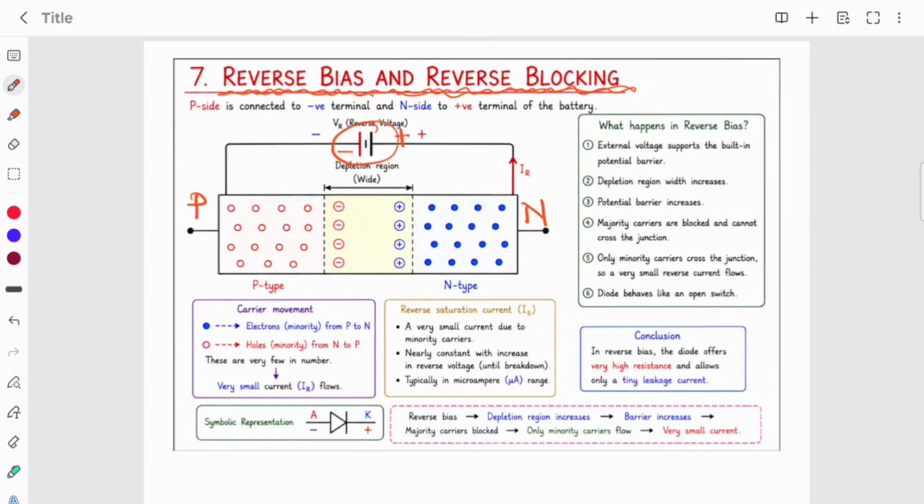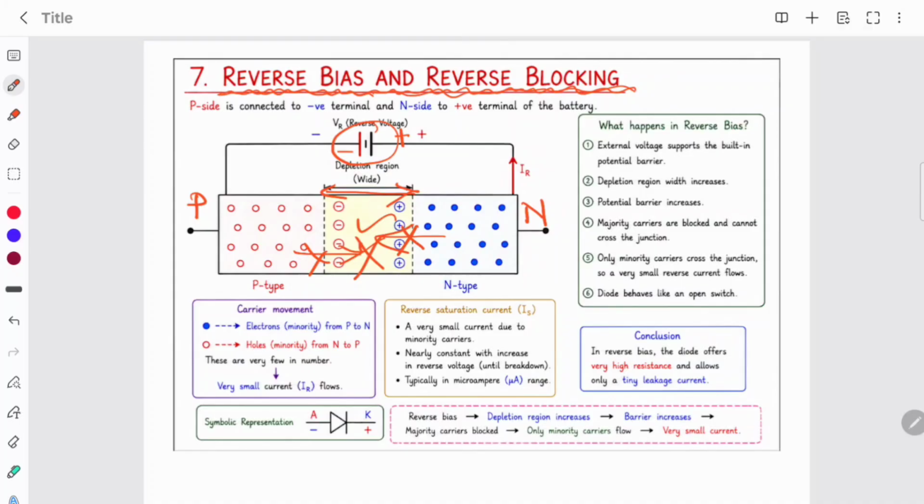It means the external electric field now supports the electric field already present in the depletion region. Because of that, the depletion region becomes wider. The barrier opposing the majority carrier movement becomes stronger. Now these majority carriers cannot easily cross the junction. So a very small current will flow.